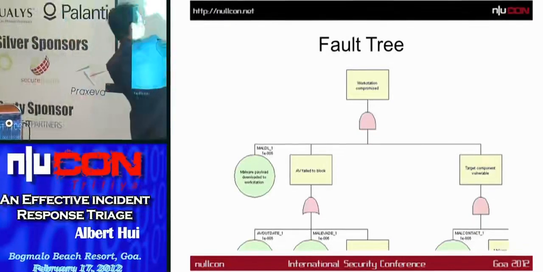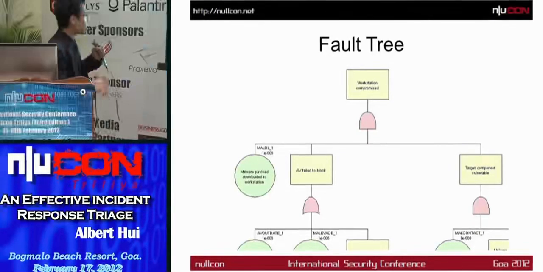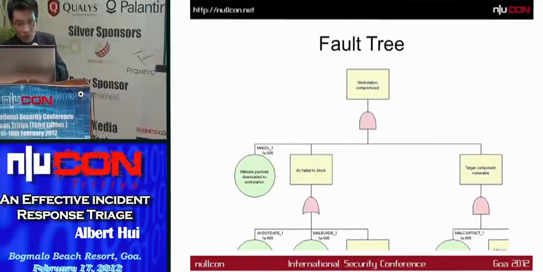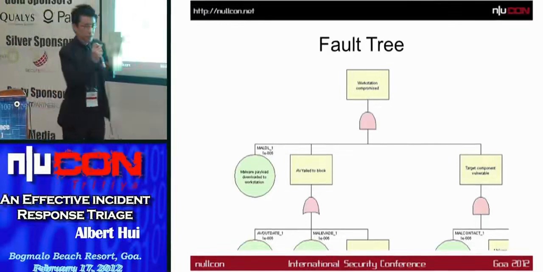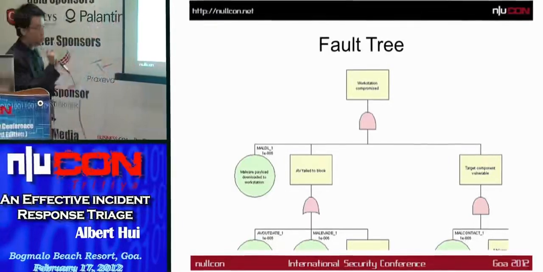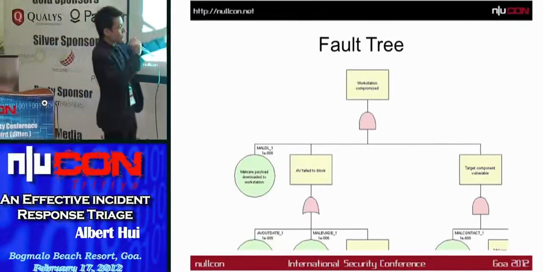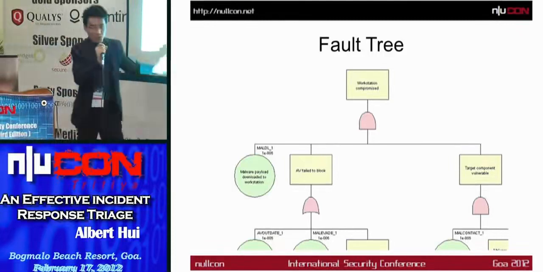So that's why we have an AND gate here. With a fault tree, the three components have to hold true all at the same time for a verification of compromise claim to be true.